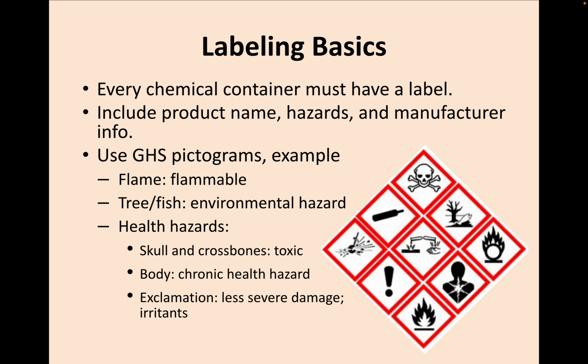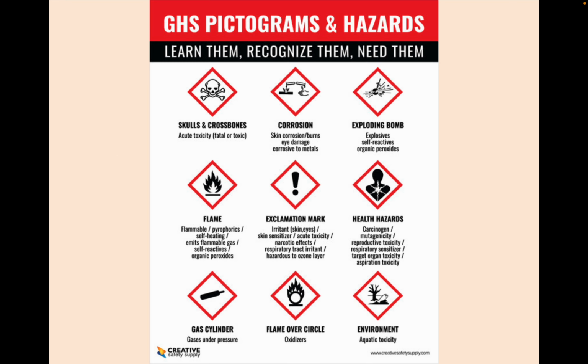It should clearly show the chemical name, hazard info, and the manufacturer. You'll often see GHS pictograms like the flame or skull and crossbones. These visuals help identify the risk quickly, even if you don't have time to read every word. Here's an example of all of the GHS pictograms.